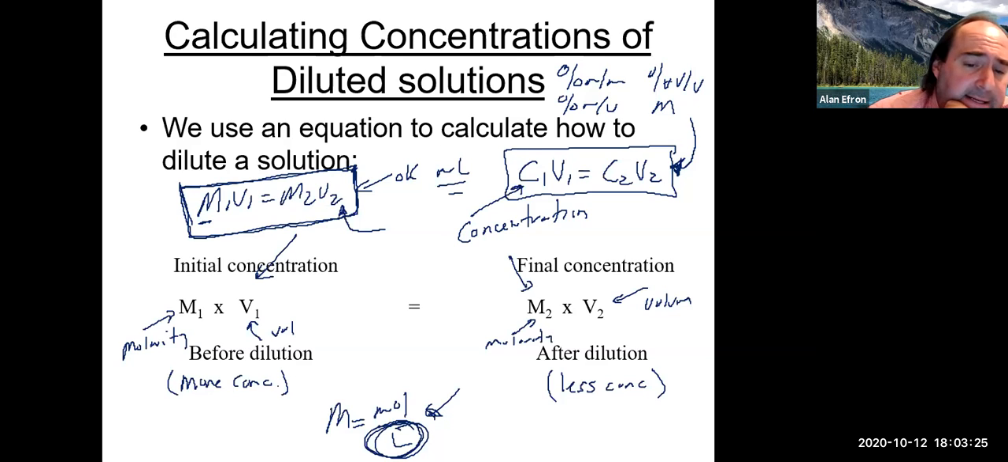And again, you can use either one. I personally will use M1V1 equals M2V2, again, because usually you're dealing with molarity, but it doesn't have to be. So again, these are sort of two different versions of the same equation. So why don't you give it a try here and see what you come up with.